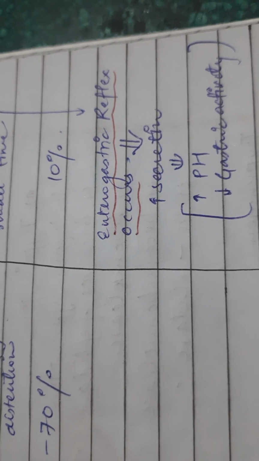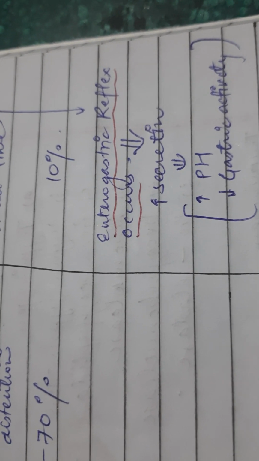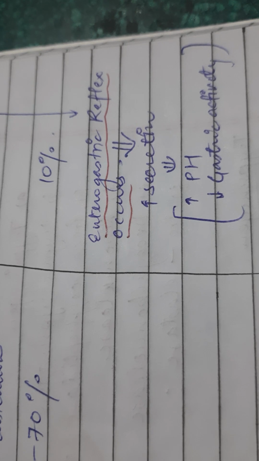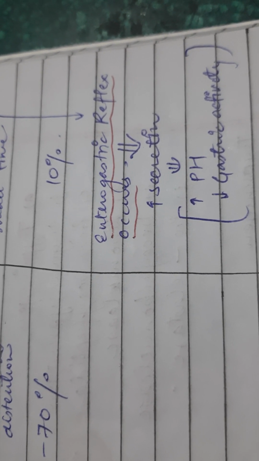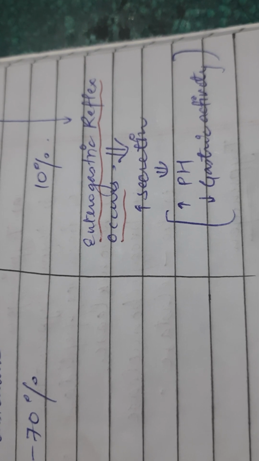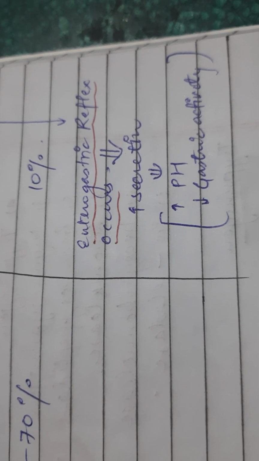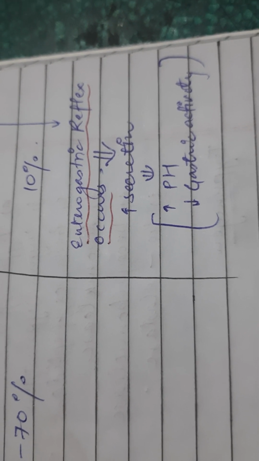Enterogastric reflex occurs, which increases secretin. What is the work of secretin? Release of bicarbonate ion, so it increases pH and decreases gastric activity.